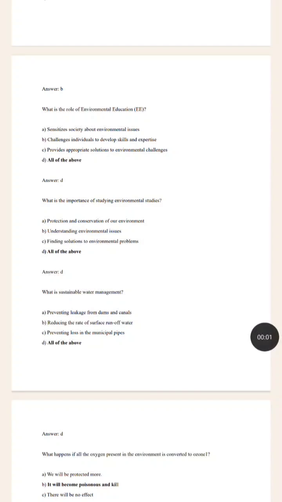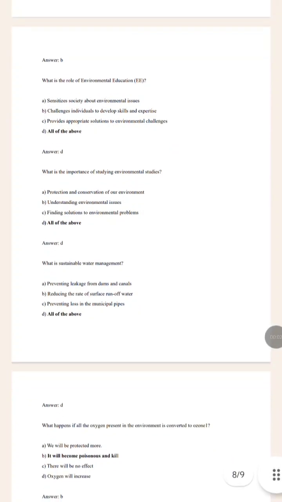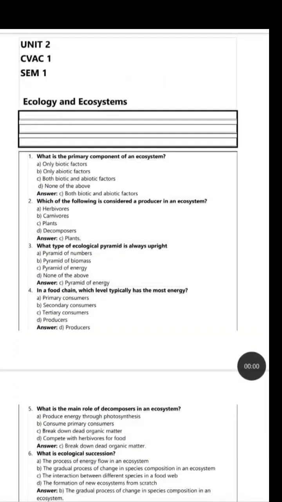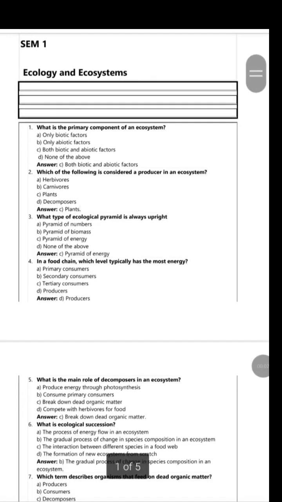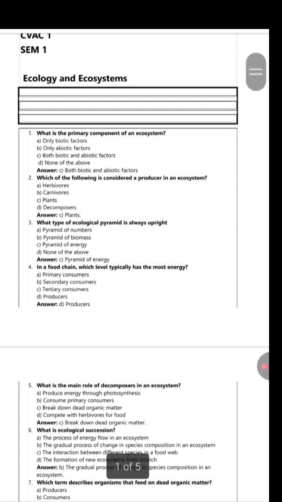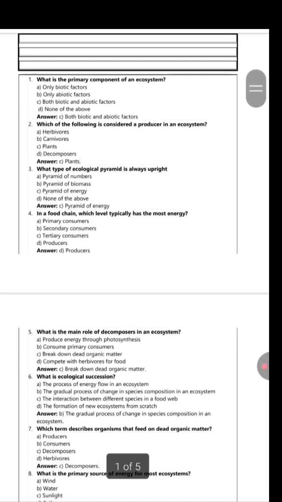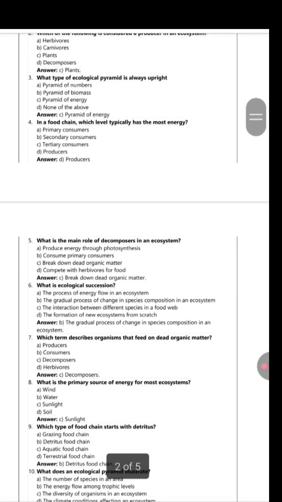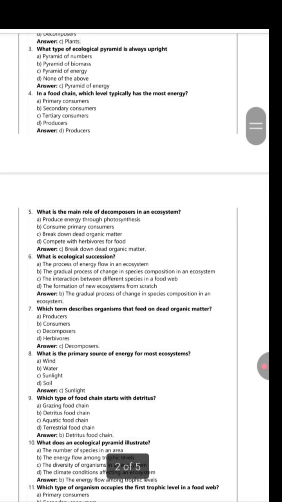What is the role of environmental education? All of the above. What is the importance of studying environmental studies? Protection, conservation, understanding environmental issues, and finding solutions to the environmental problems. What is the primary component of an ecosystem? Both biotic and abiotic. Which of the following is considered a producer in an ecosystem? Plants. What type of ecological pyramid is always upright? Pyramid of energy. In a food chain, which level typically has the most energy? Producers. What is the main role of decomposers in an ecosystem? Break down dead organic matter.